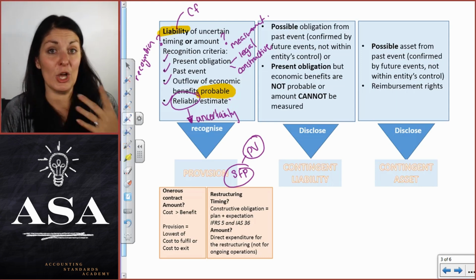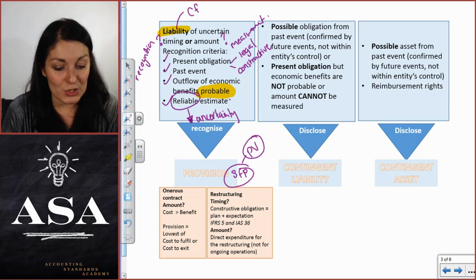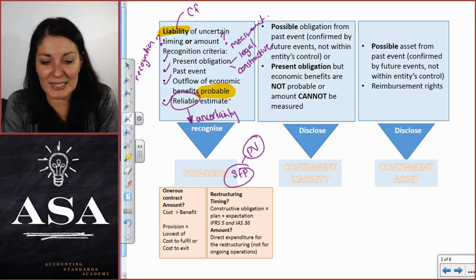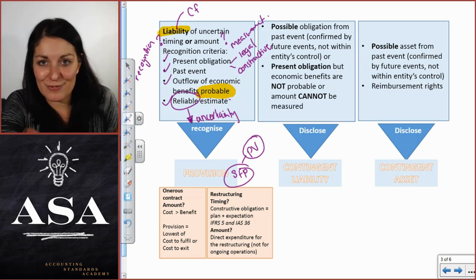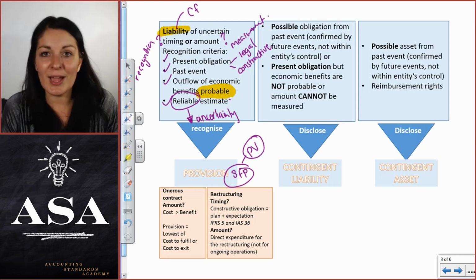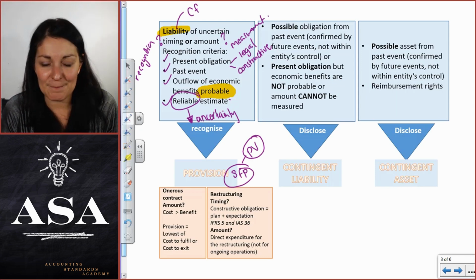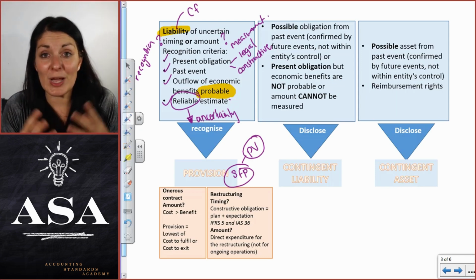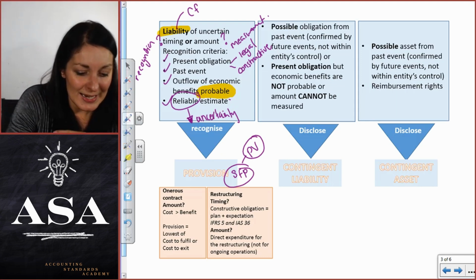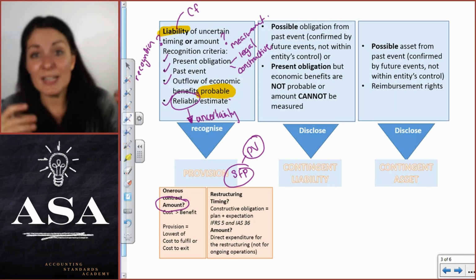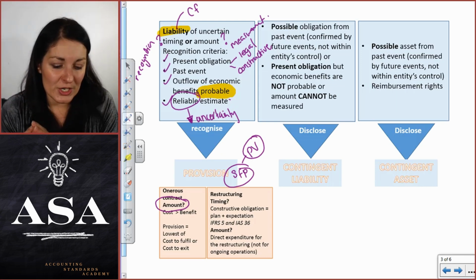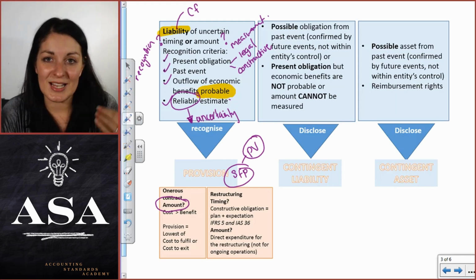So let's first look at an onerous contract. An onerous contract is where the unavoidable cost of meeting your obligation in terms of this contract is greater than the benefit you're receiving from this contract. That is an onerous contract. So you're actually out of pocket at the end of the day because of this contract, and because you're out of pocket, we call it an onerous contract. The question here is around amount. It's not if it is a provision. An onerous contract should be recognized as a provision, but the question is at what amount?